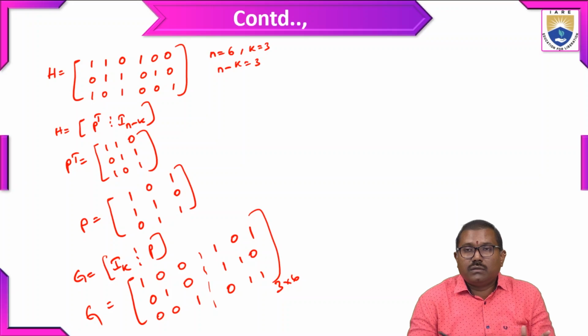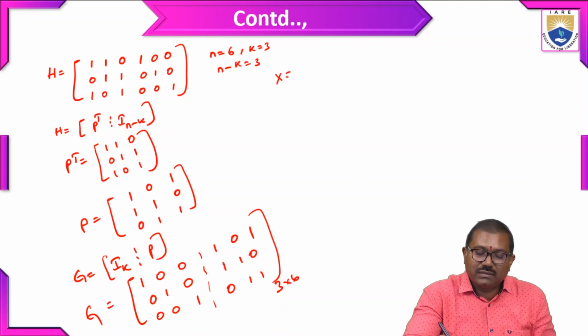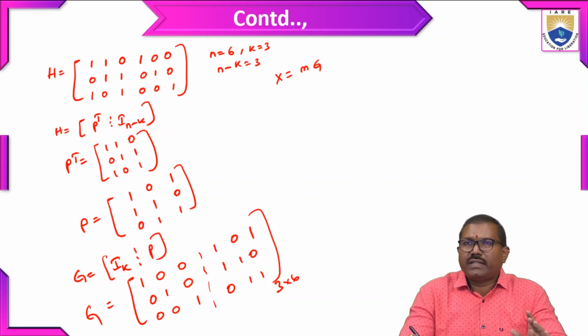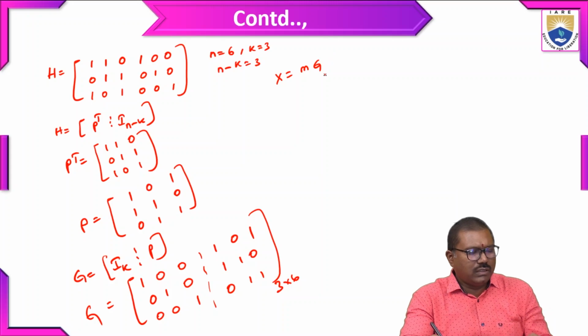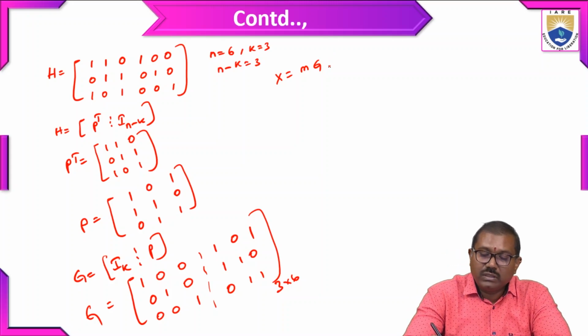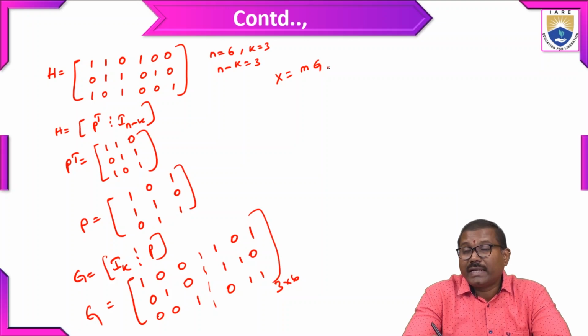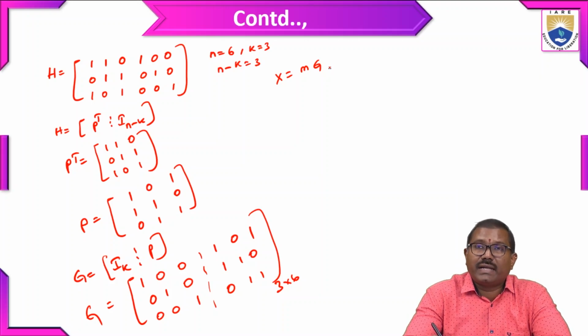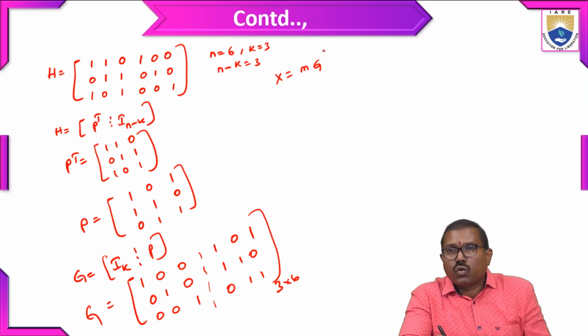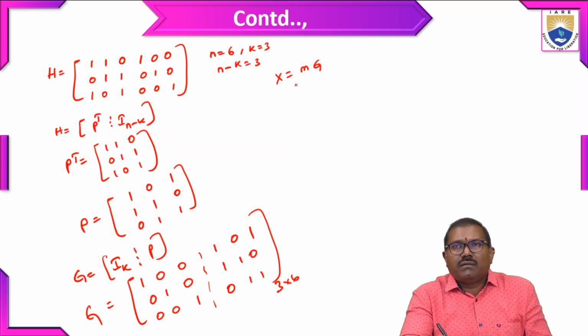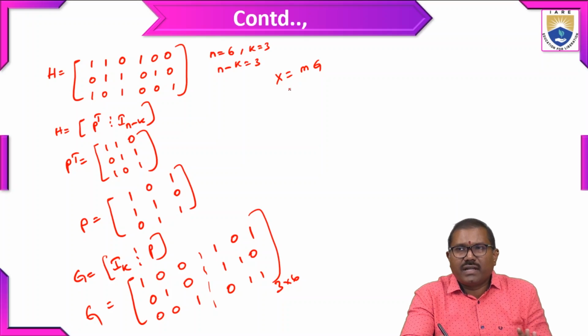What else do they ask? All possible codes. So X equals M into G. I already showed how to generate directly. Just multiply the message and you get the code. In this way you find all the code vectors. And another one, they ask how many errors can be detected and how many errors can be corrected.